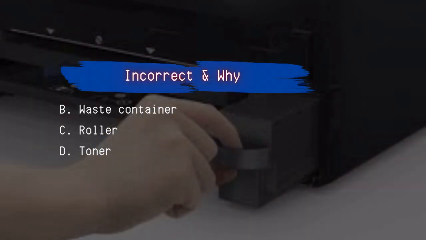Incorrect answers: B. Waste container. Now the waste container collects excess toner and does not impact the adherence of toner on the paper. C. Roller. Rollers are responsible for feeding paper through the printer. While worn rollers can cause paper jams or misfeeds, they do not affect toner adhesion. D. Toner. If the toner were the issue, you would typically see uneven or faded printing rather than toner not adhering. The problem described points to the fuser, not the toner cartridge.